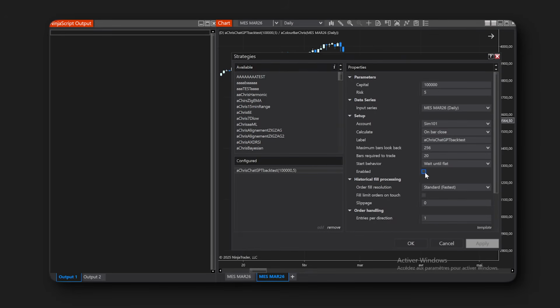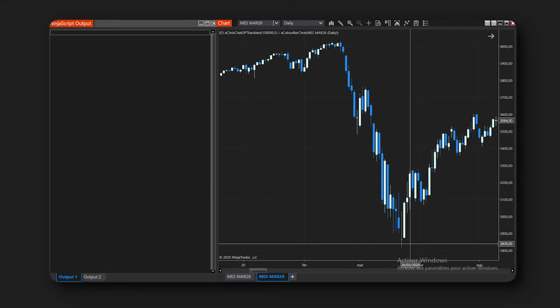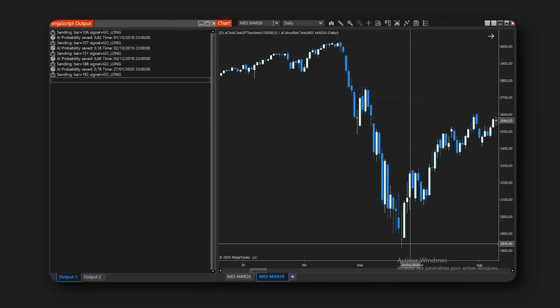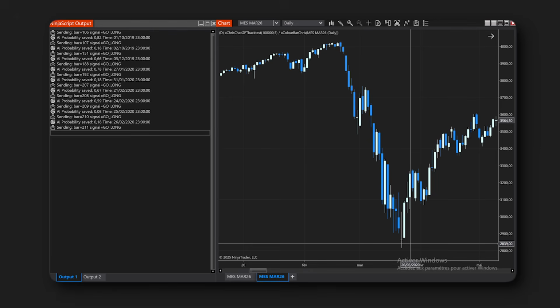Each time a valid trading condition appears, like for example a long setup, NinjaTrader automatically sends a request to GPT 5.1. This request contains the 100 most recent candles, including open, high, low, close, and volume. GPT 5.1 analyzes the entire structure of the market, the trend, the momentum, the volatility regime, and whether price action actually supports the idea of going long.